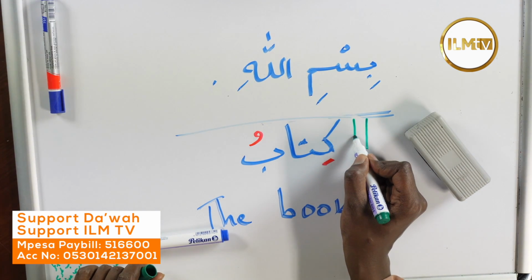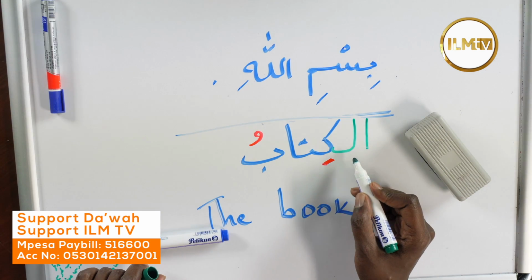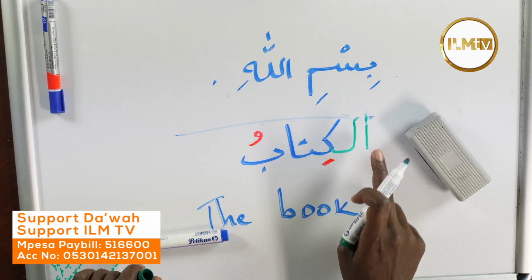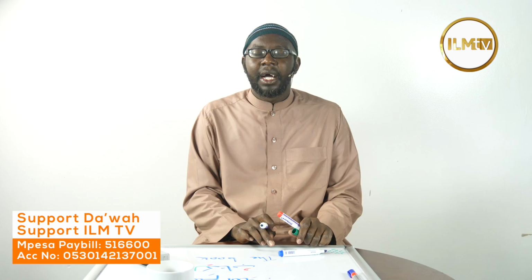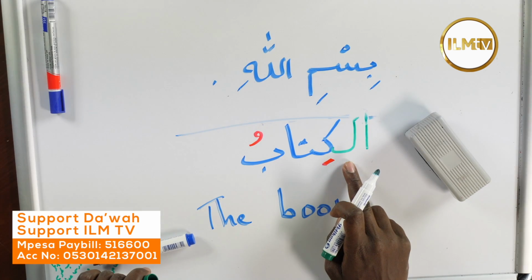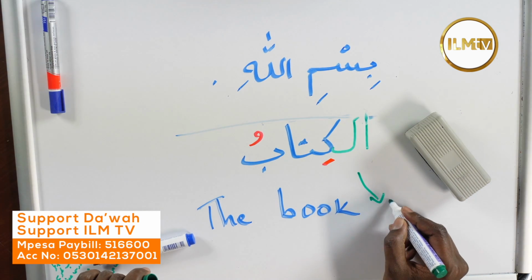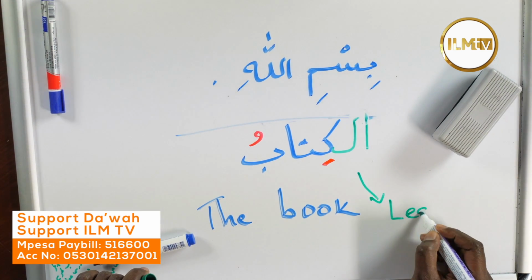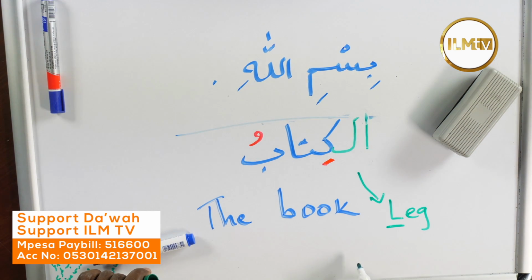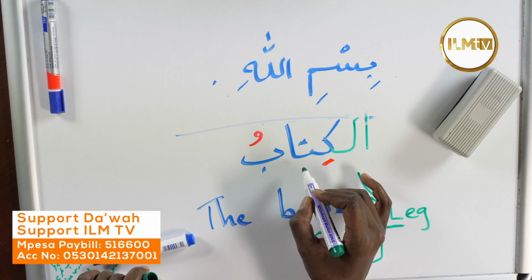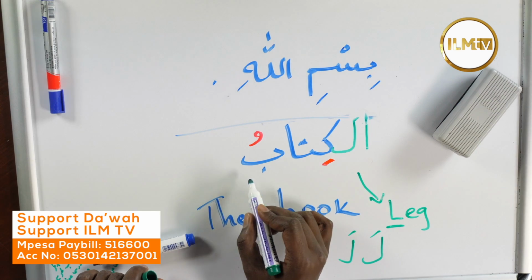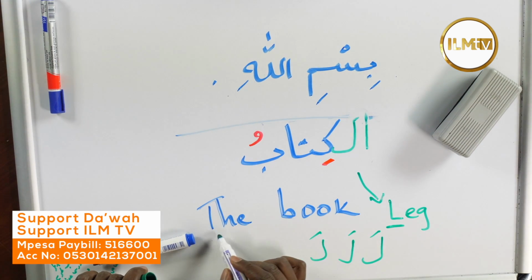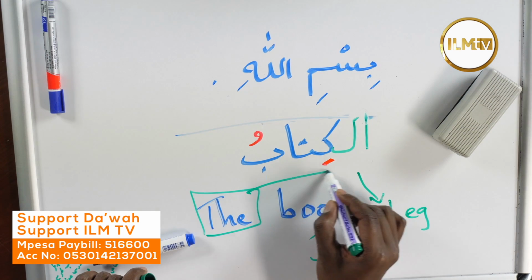Al kitabu. And from this you can see the A, and the second one represents an L sound. L for leg, L. The L in Arabic is written the same way but facing the other direction. La la la la. So al kitabu means the book.